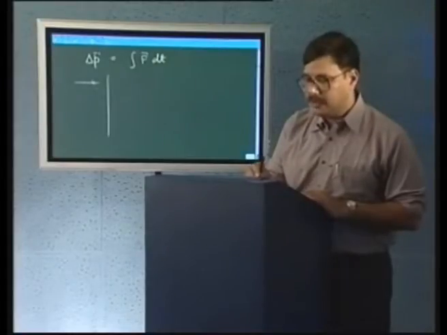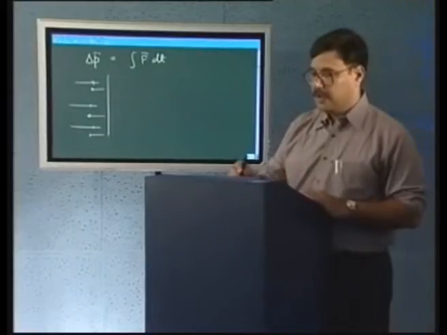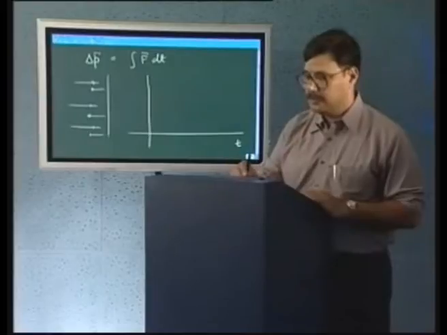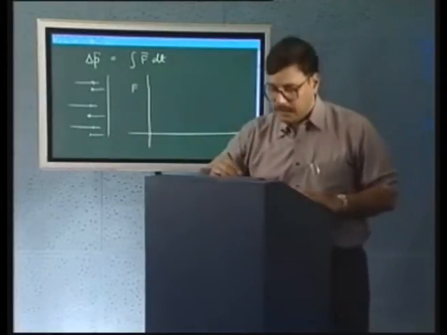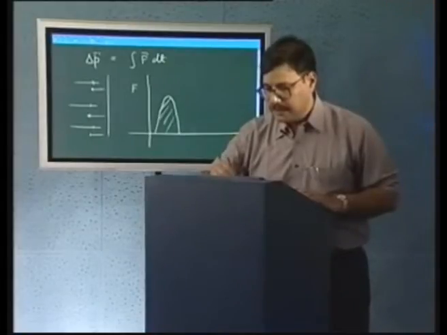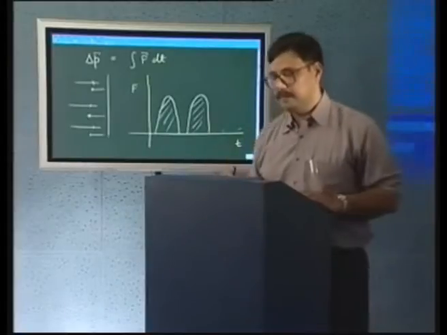One ball comes, hits it, goes back. Second ball comes, hits it, goes back. Third ball comes, hits it, goes back. In that case, if I were to plot the force on the wall with time, it is going to be: first ball hits, goes back. Second ball comes, hits, goes back, and so on.